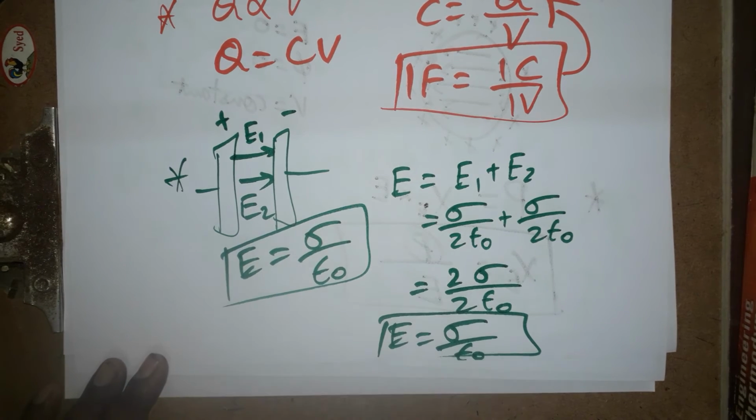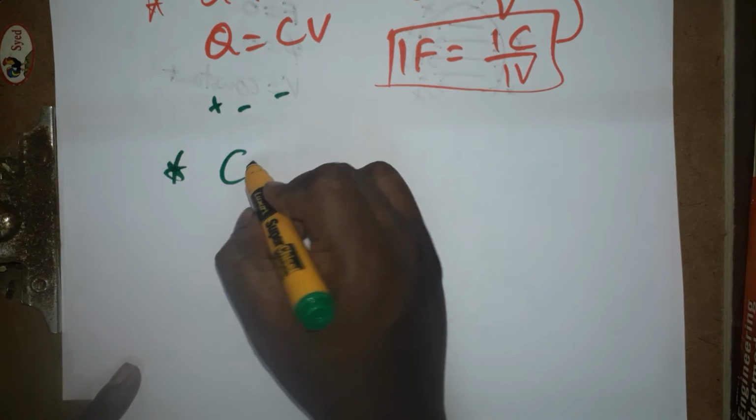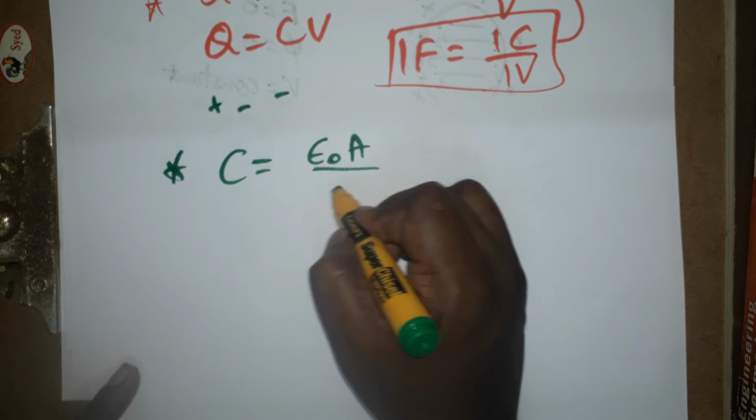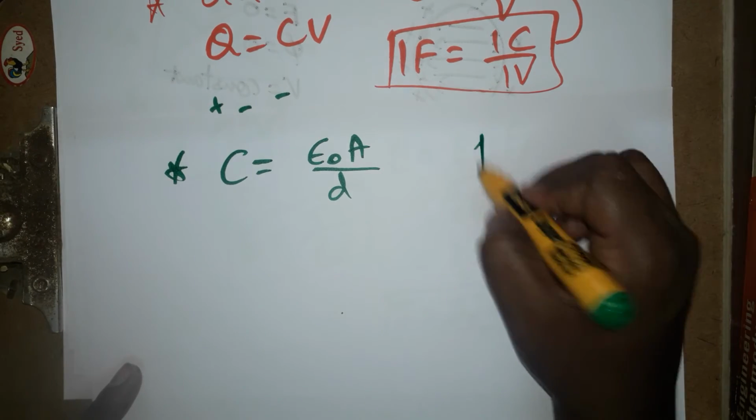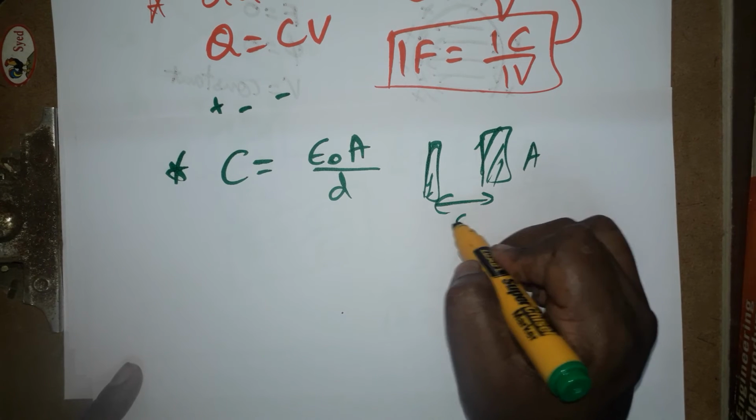What is the capacitance of a capacitor made of two parallel plates? The capacitance of the capacitor, C, is equal to epsilon naught times A divided by D. A is the area of the plate, and D is the distance between the two plates.